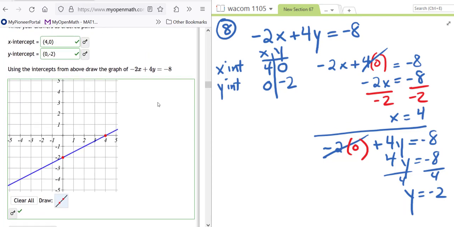Intercepts are nice to graph with when your x and y are on the same side, because when you plug in those zeros, it wipes one of them out. So it makes the math easy.